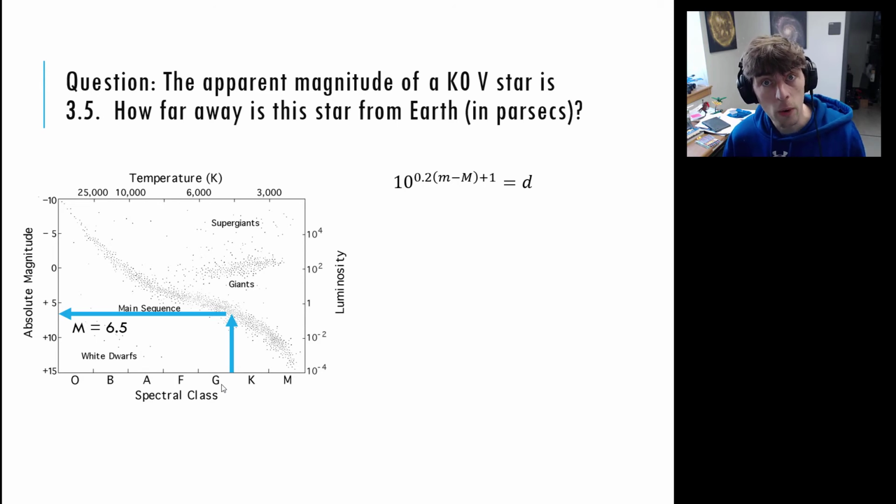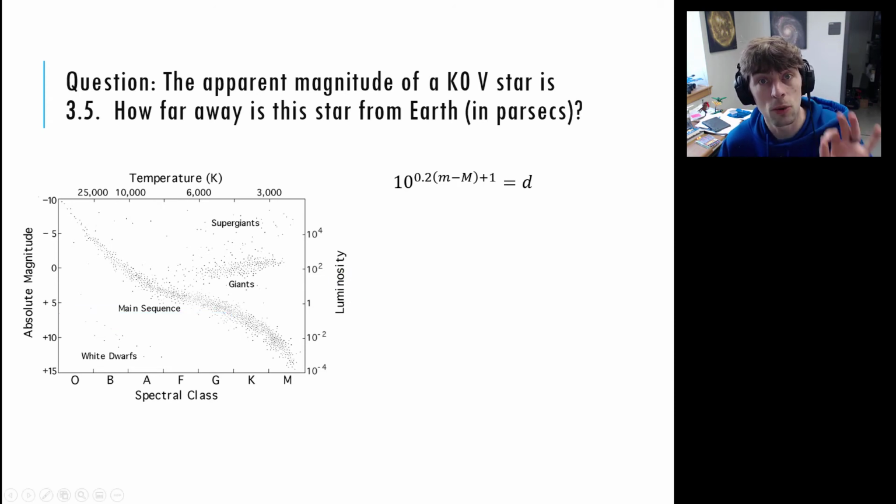Now you see already how we actually use the chart. The fact that it's a V, that Roman numeral gives us the luminosity class. A Roman numeral V luminosity class corresponds to the main sequence. It's very important. Anytime you want to do main sequence fitting, you have to use a main sequence star.